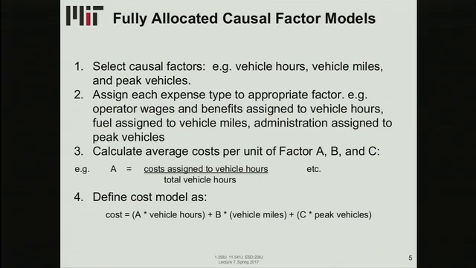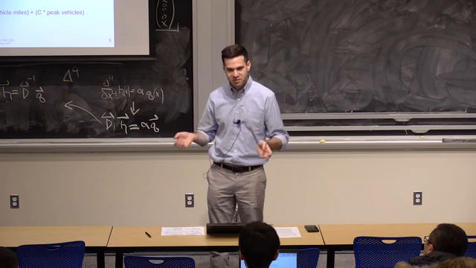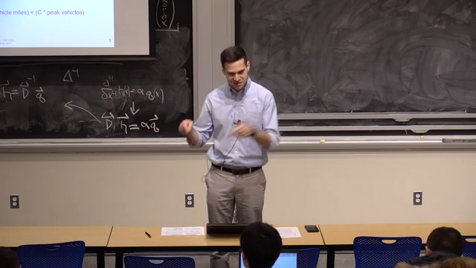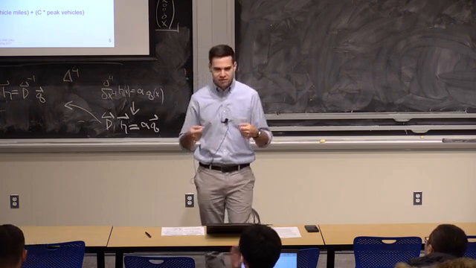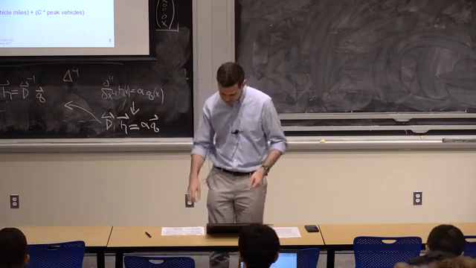Let's start with the first one, the fully allocated causal factor model. So here's what you do. You select some causal factors, right? These are not necessarily, maybe causal factor is not the best term, but that's what this class is called. I would say these are explanatory variables more than causal factors. They don't have to cause the cost directly, but they are used as explanatory variables on a model of cost, right?